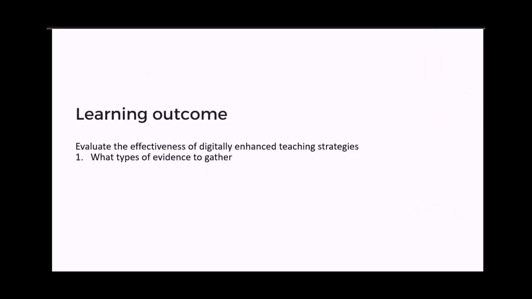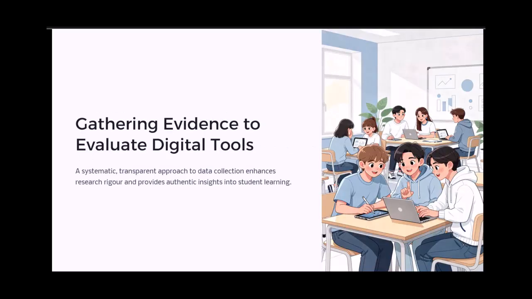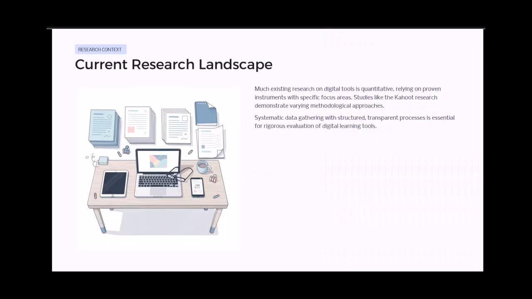So the purpose of this video is to evaluate the effectiveness of digital technology teaching strategies, and we're going to look at what types of evidence to gather to support this. So we saw from the previous video that it's important to have a systematic, transparent approach to data collection. This enhances research rigor and gives authentic insights into student learning.